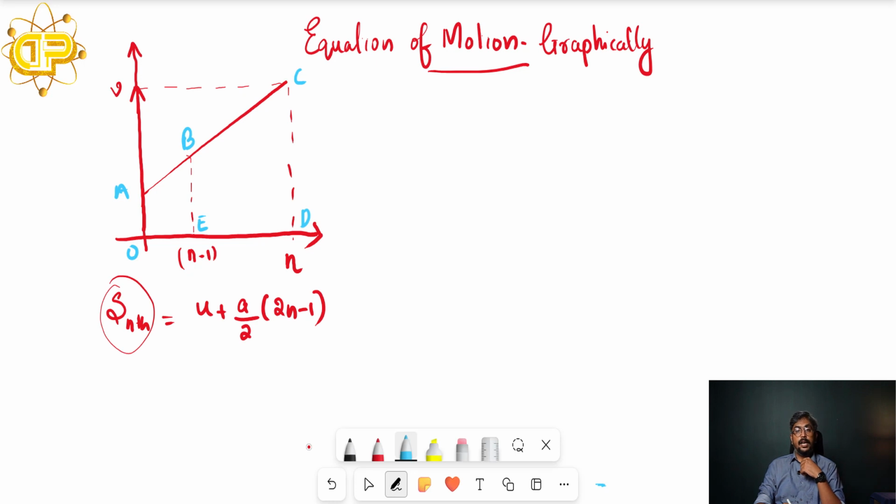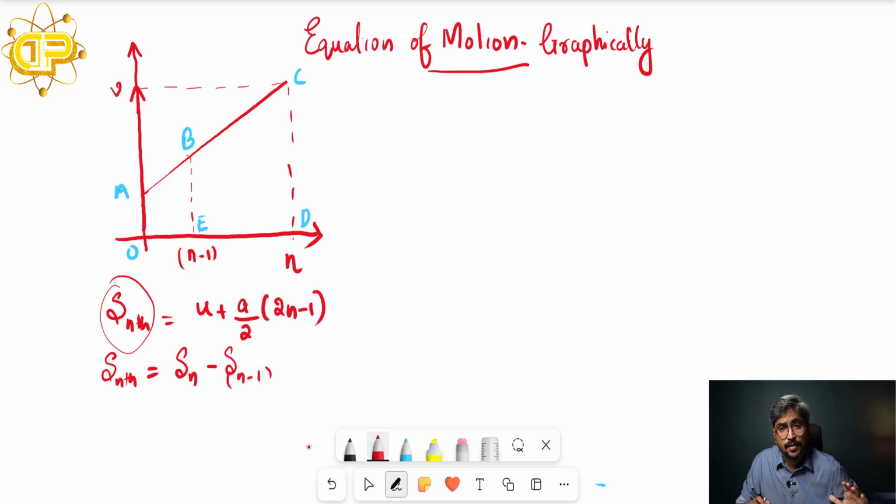So here in this graph, you can see how I will find out this S nth. The basic logic is that at the nth second, what is my displacement? My displacement will be Sn minus Sn minus 1, right? From the previous class, the logic is clearly given in the calculus method. In that particular equation, I had briefly explained clearly how we come to this particular idea.